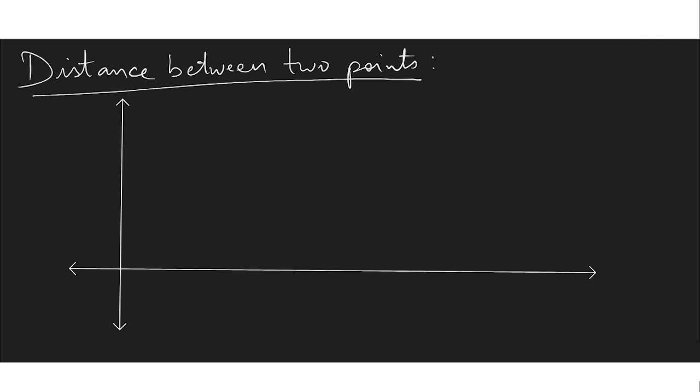Let us have coordinate axis and a point P located at coordinates x1, y1 and another point Q whose coordinates are x2, y2. Now we need to find distance between these 2 points.